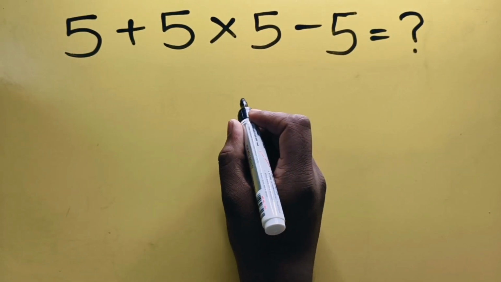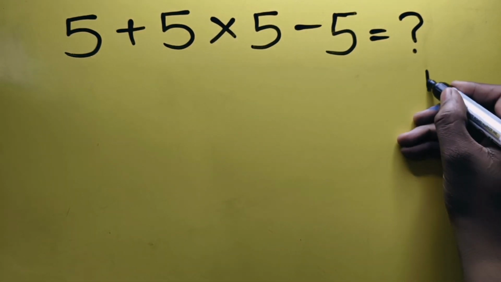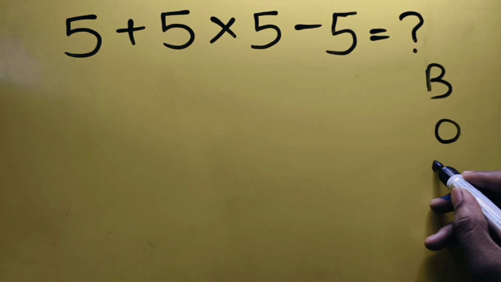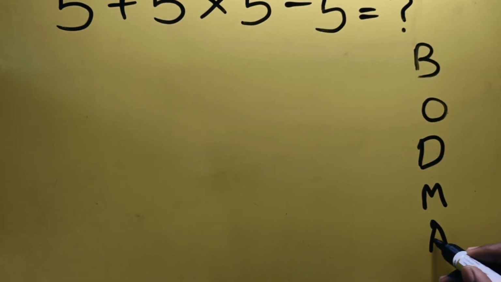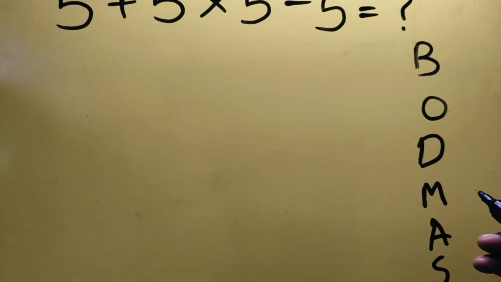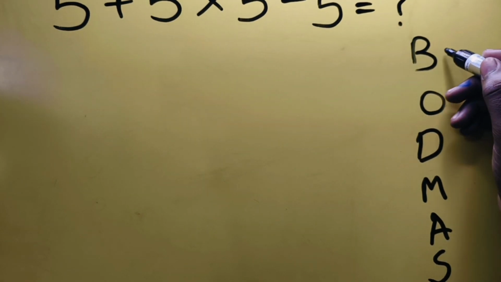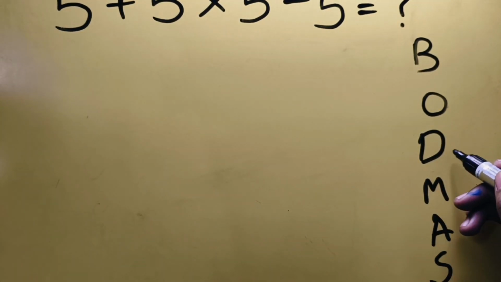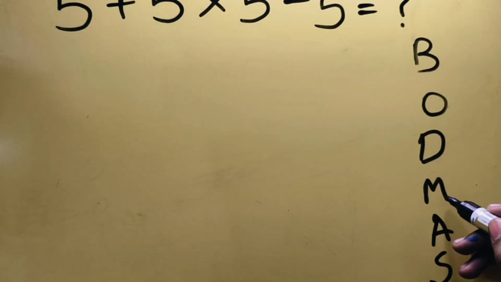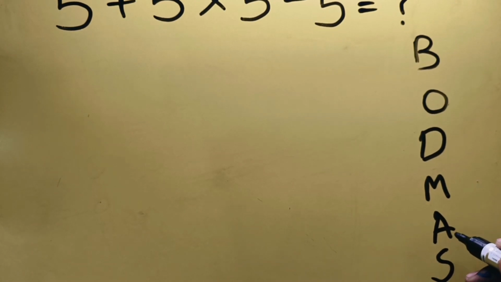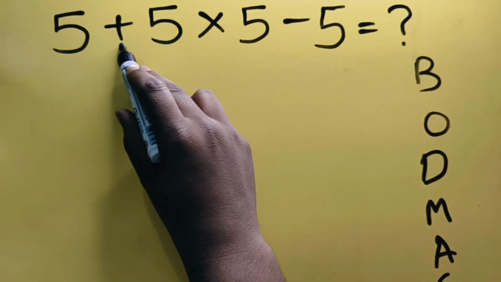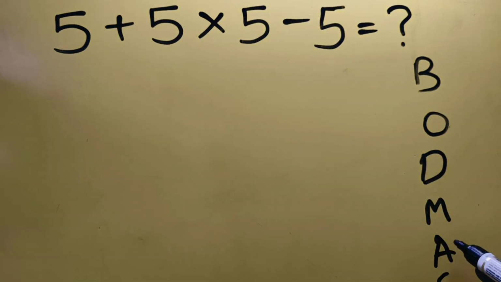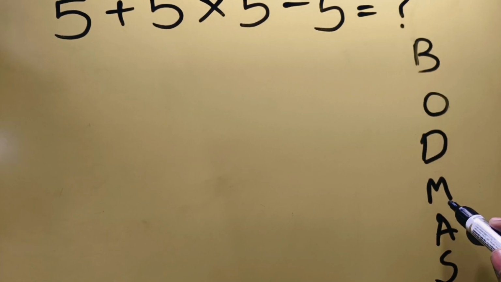So the correct method for doing this problem is by applying the BODMAS rule. Here B stands for bracket, O stands for of, D stands for division, M stands for multiplication, A stands for addition, and S stands for subtraction. So here we have multiplication, addition and subtraction. Here before addition, multiplication comes first.